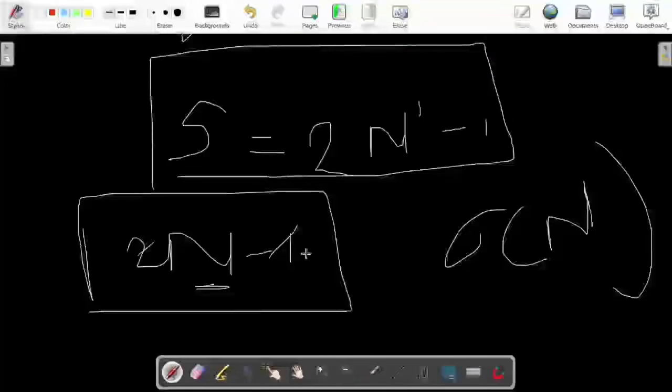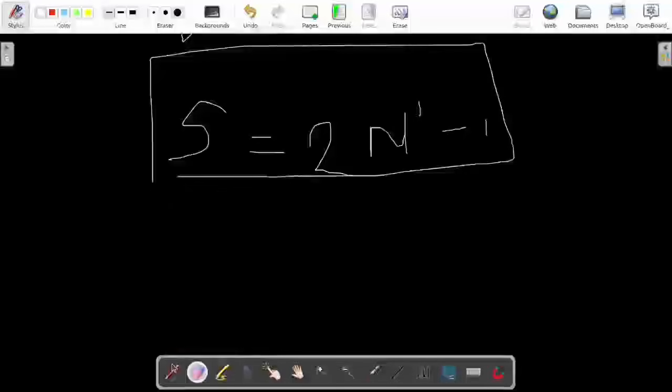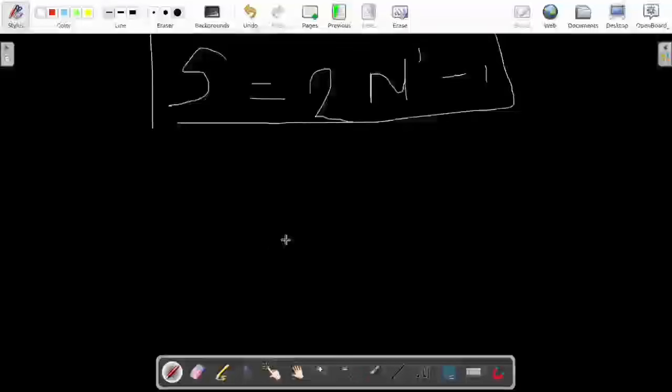But what about those numbers which are not a power of 2? We need a formula for them also. Now tell me one thing. Let's say I took n, and this n is not a power of 2. Let's say the power just less than that is 2 to the power k minus 1, and the power just greater than that is 2 to the power k.